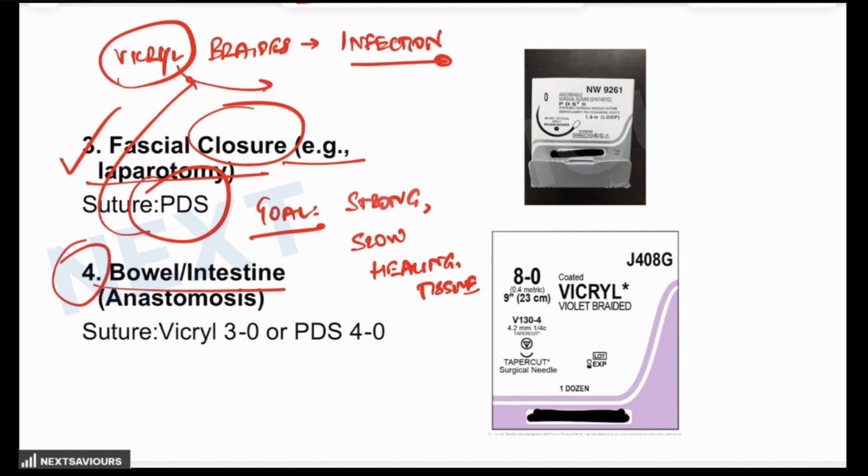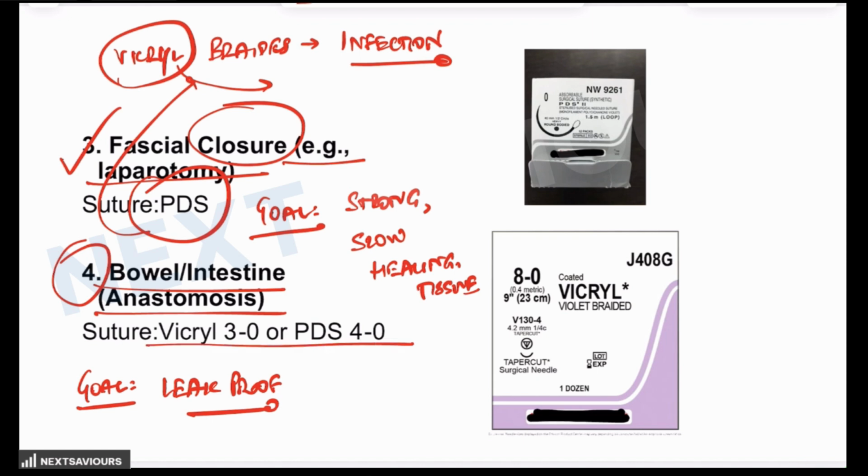Next is the bowel or the intestinal anastomosis. The goal obviously should be that it should be leak proof and providing minimal trauma to the structure. The sutures which are used are the Vicryl 3-0 or PDS 4-0, which is having a tapered needle to avoid the cutting of the tissue. And what is the reason? Because the bowel heals faster. So absorbable sutures are fine in these cases.